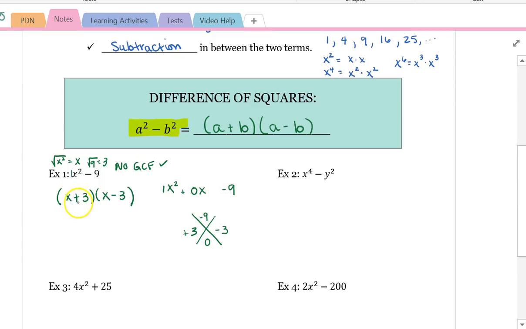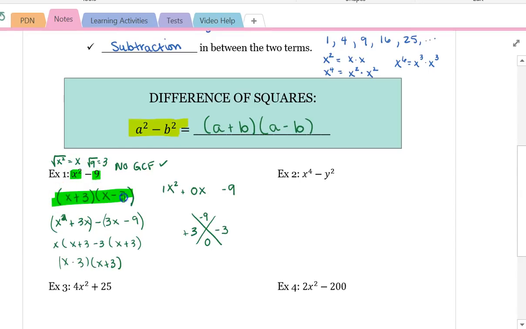So there again, I could write it as x squared plus 3x minus 3x minus 9. And I could do my factoring by grouping. So I take out an x and I'm left with x plus 3. And I take out negative 3, and I'm left with x plus 3. So I have x minus 3 times x plus 3. That's the long way, okay? So it's easier to recognize when you have a squared term and a squared term.